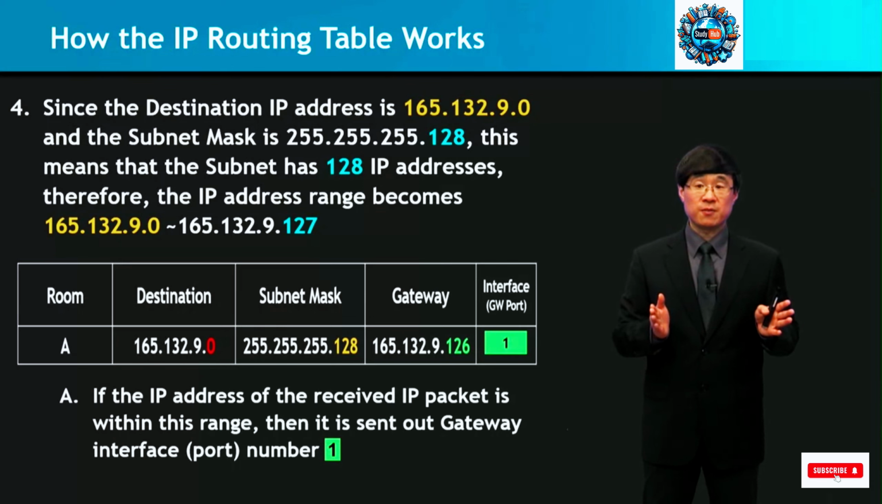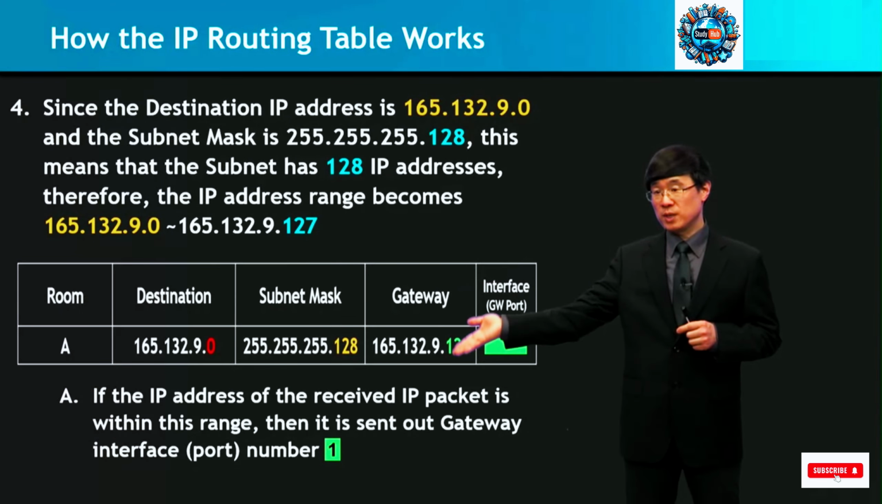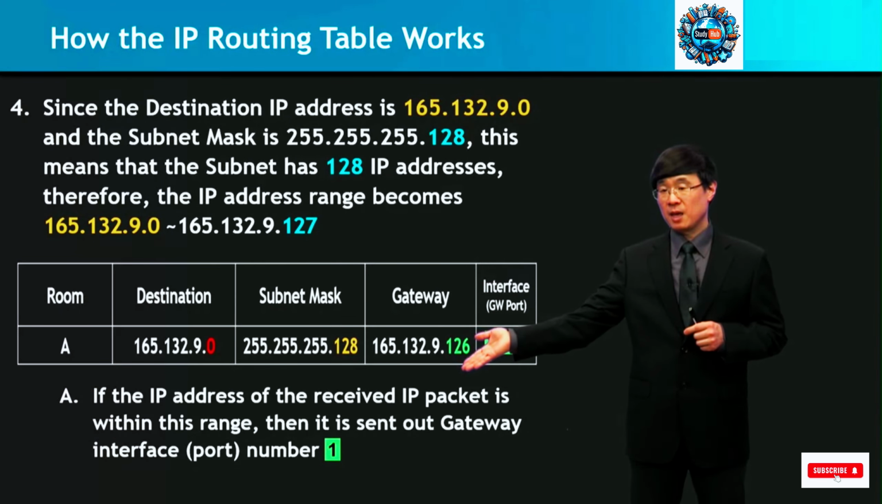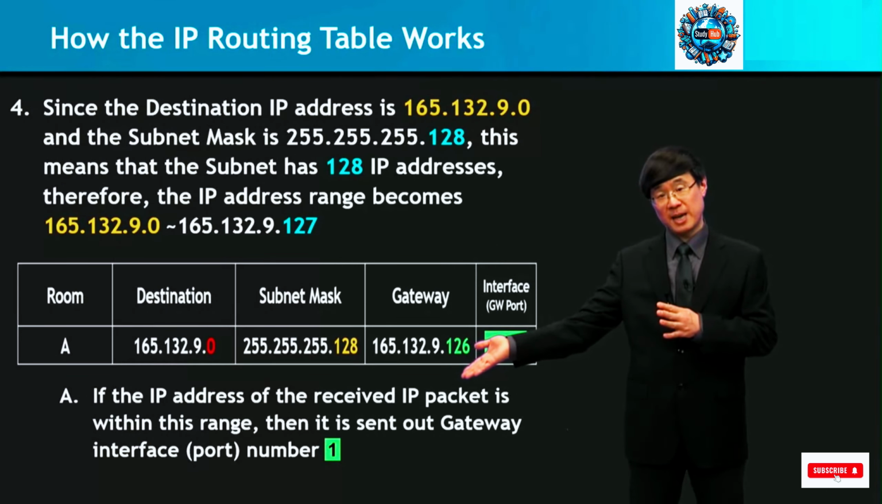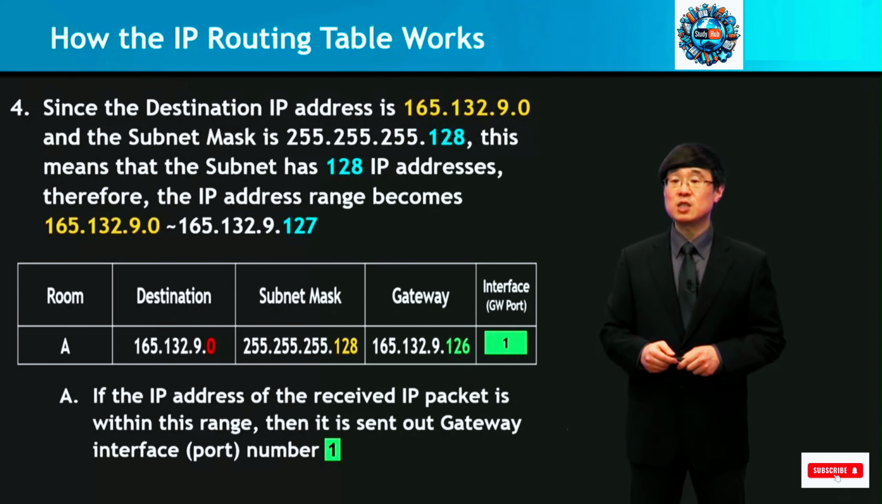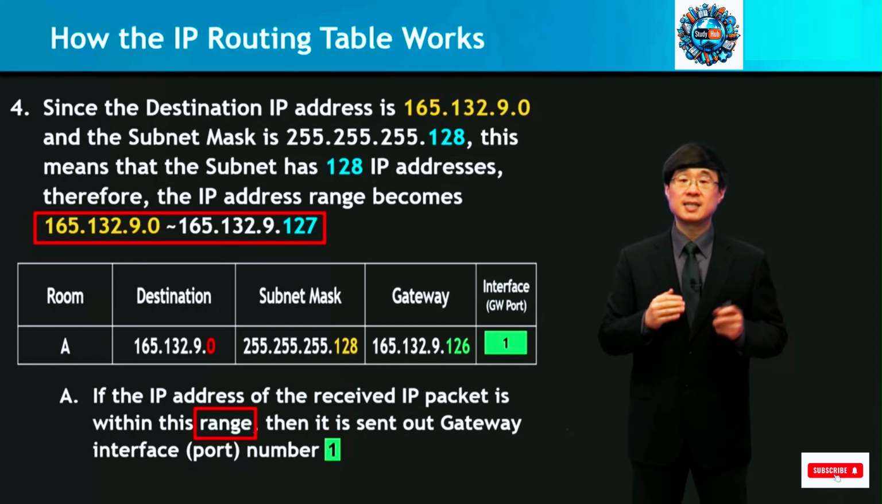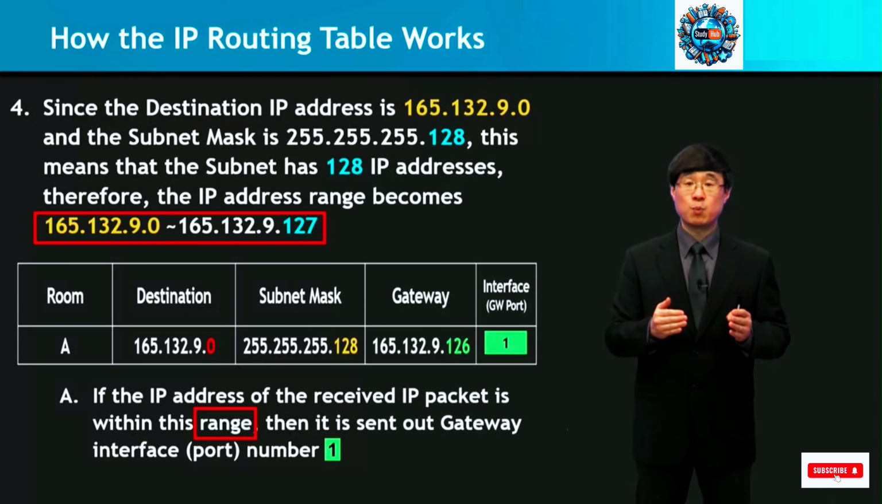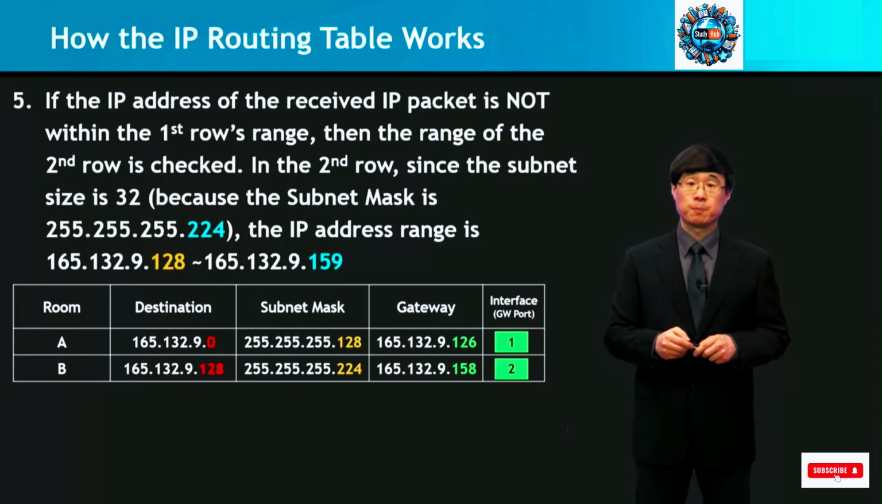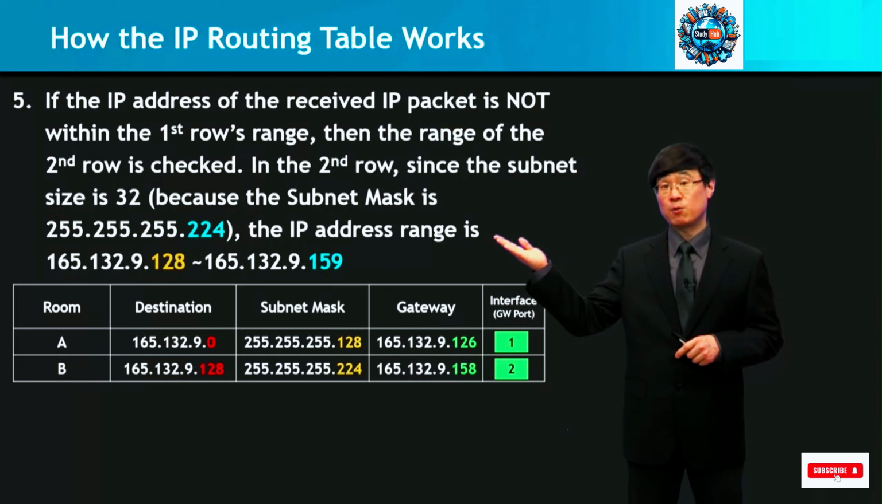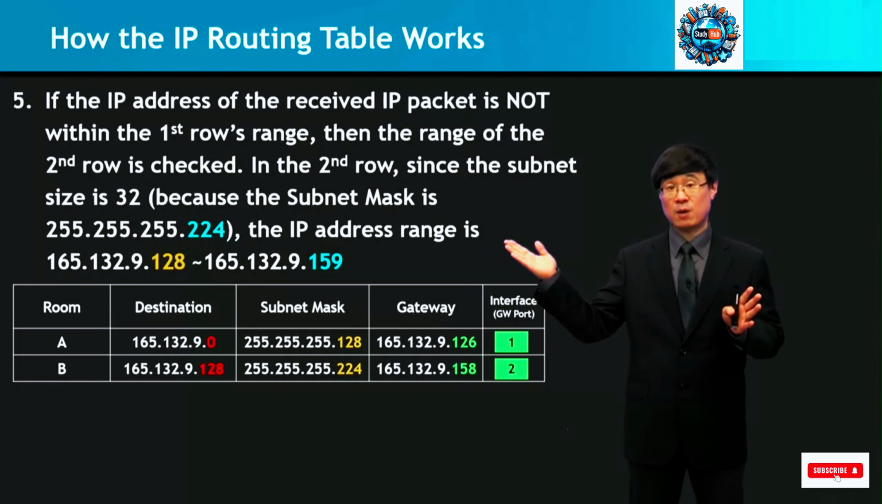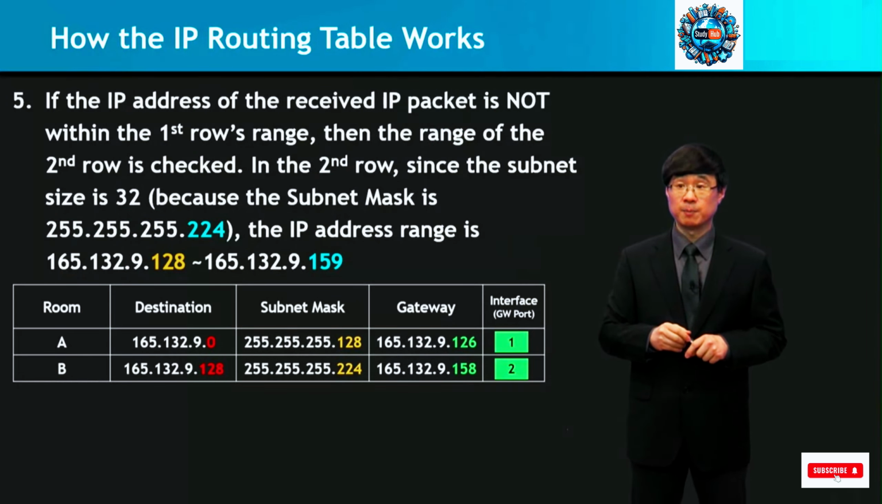Now, in the received IP packet, there will be a source and a destination IP address. If the destination IP address is within this range right there, then it is sent out the gateway interface port number 1. And that's what it's done. However, if the IP address does not fit that range, then this is what is next done.